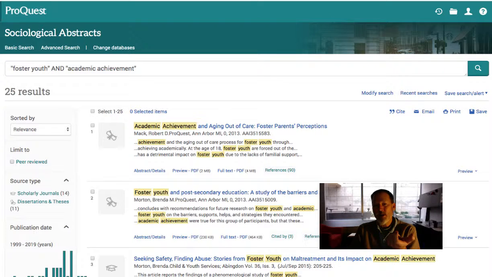So outcomes wasn't a great keyword, but academic achievement was a good one. But what other ways are they measuring it? You might have to go back in and just do that search and just cruise through the subjects.